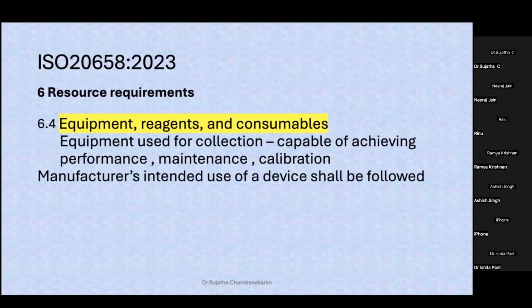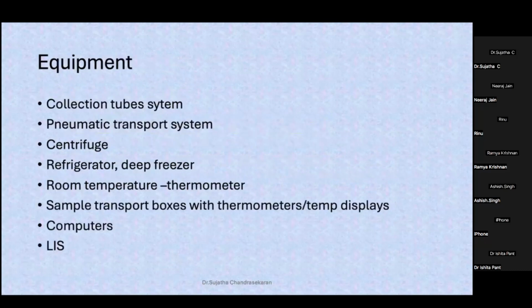But all the labs restrict this only to the testing area. In sample collection, there are many equipment that are omitted or overlooked. So when we specifically look at 20653, it turns our attention to what equipment are possibly used in a collection facility. So we will see that. The manufacturer's intended use of a device shall be followed, it says. Now, what are the equipment?